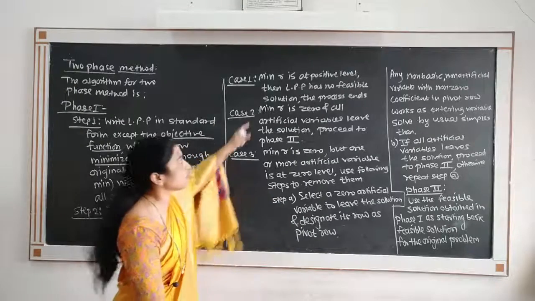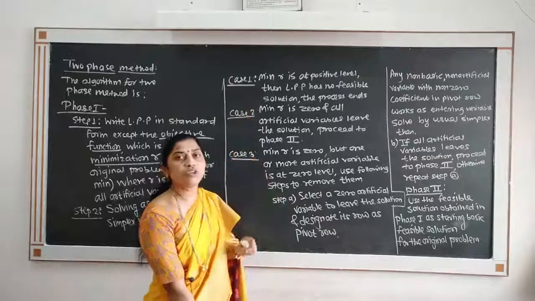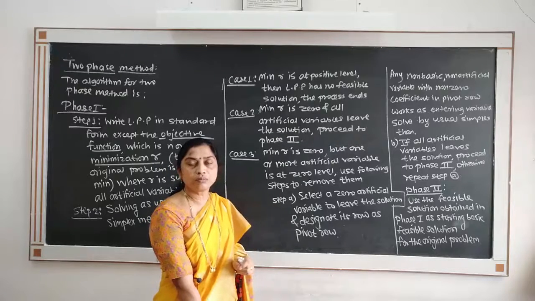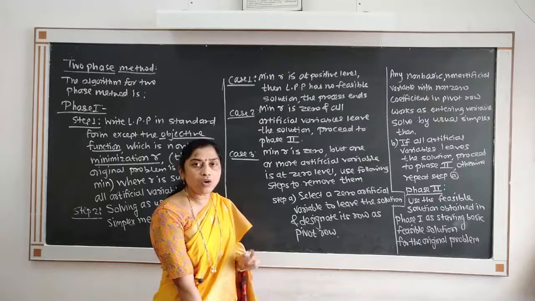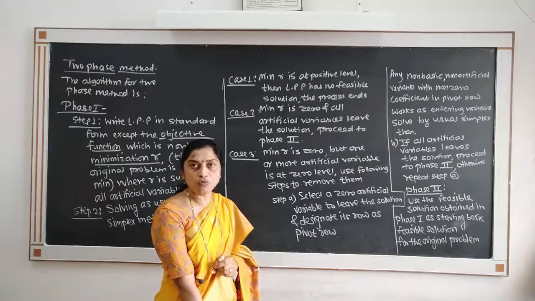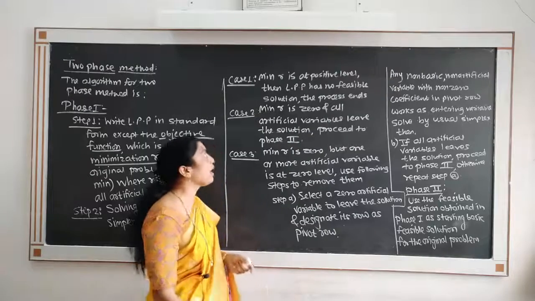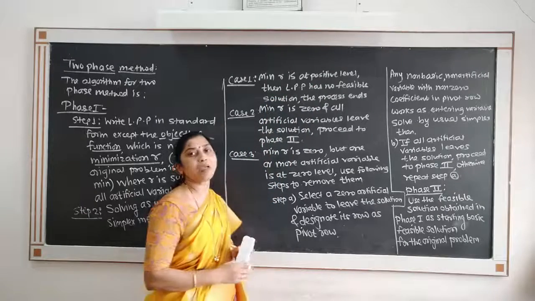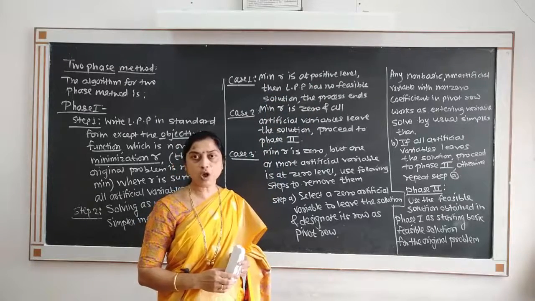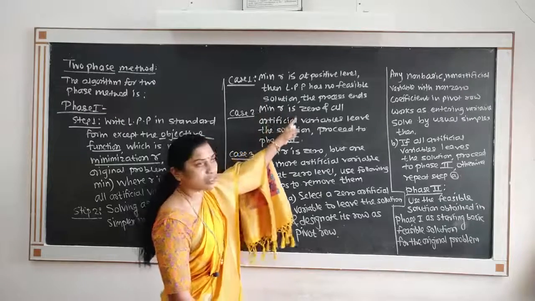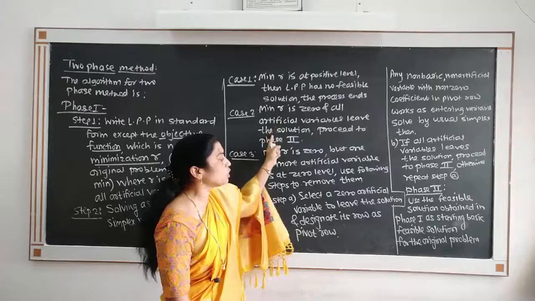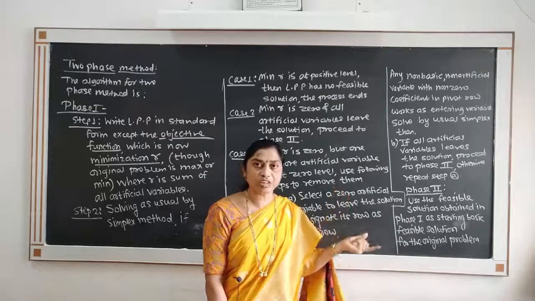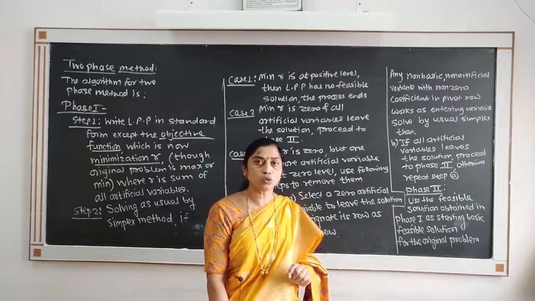And there are many cases. If minimum R is positive after solving by simplex method, when we are using minimum R, so we find the most positive. When we get all R row coefficients less than or equal to 0, we do not get most positive, and at that table if minimum R value comes to be positive, we say that LPP has infeasible solution and we stop there. But if minimum R is 0 and all artificial variables leave the solution, we go to phase 2, and in phase 2 we use the solution obtained in phase 1 as starting basic feasible solution.